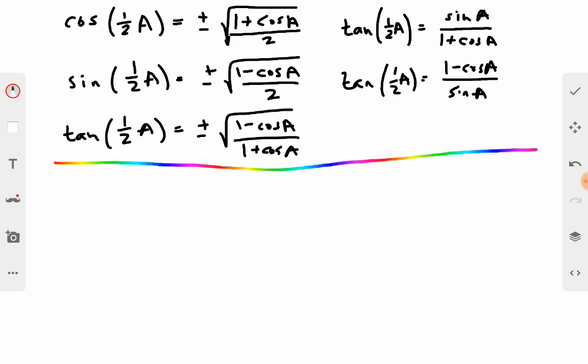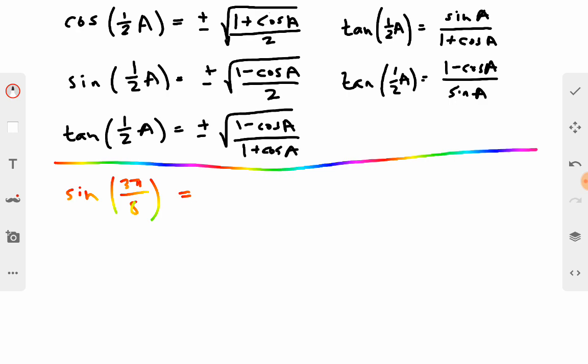So anyway, using these now, let's say that we want to try to find the value of sine of 3 pi over 8. Sorry, I didn't realize I was still in rainbow mode here. All right, sine of 3 pi over 8.